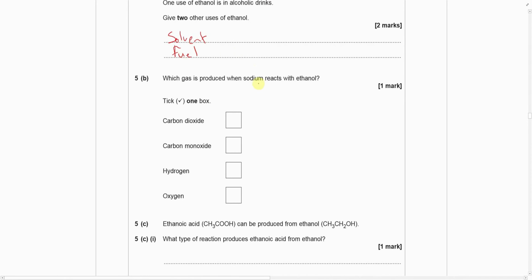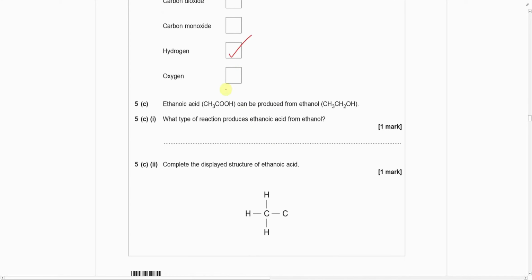Which gas is produced when sodium reacts with ethanol? It's this one here, hydrogen. Obviously you test that with a lit splint, and get a squeaky pop. Ethanoic acid can be produced from ethanol. What type of reaction produces ethanoic acid from ethanol? We use an oxidizing agent. This is an oxidation reaction.